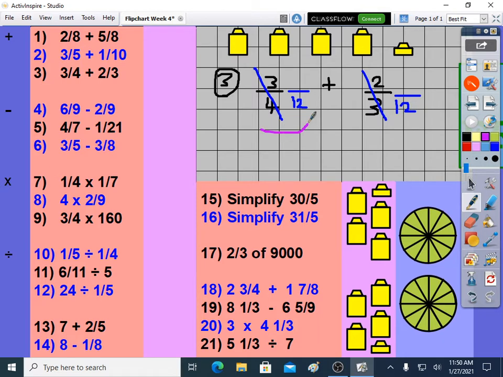So focus on one side at a time. So let's go to this side first. What do you do to the 4 to get to 12? 4, 8, 12. You times it by 3. So on the top, 3 times 3 as well. You times that by 3 as well, and you get 9.